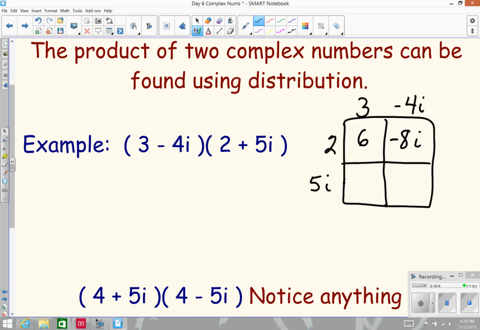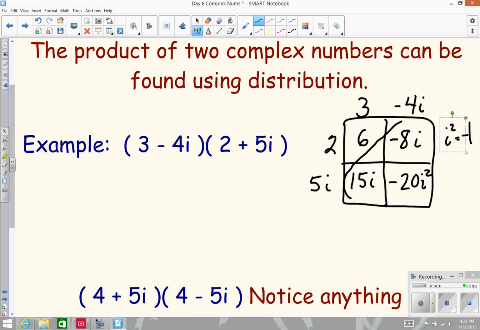Next box, positive times positive is going to be a positive, 15i, and then a negative times a positive, going to give me a negative, 4 5s is 20, and then I have i squared. Now remember, i squared, I'll write this off to the side, is equivalent to negative 1, so I'm going to need to do some more simplifying.